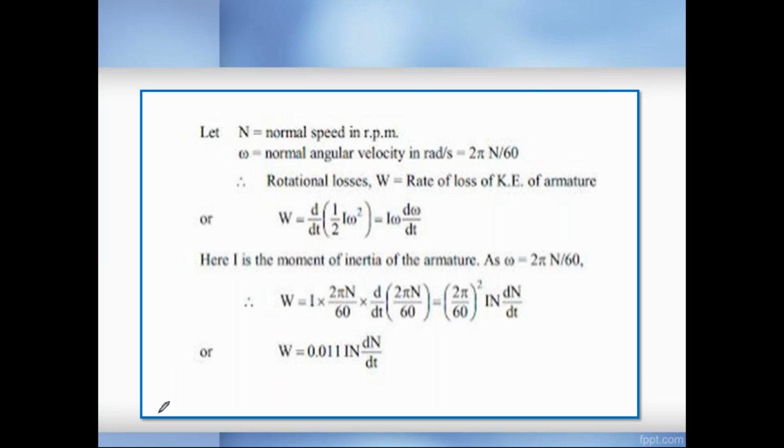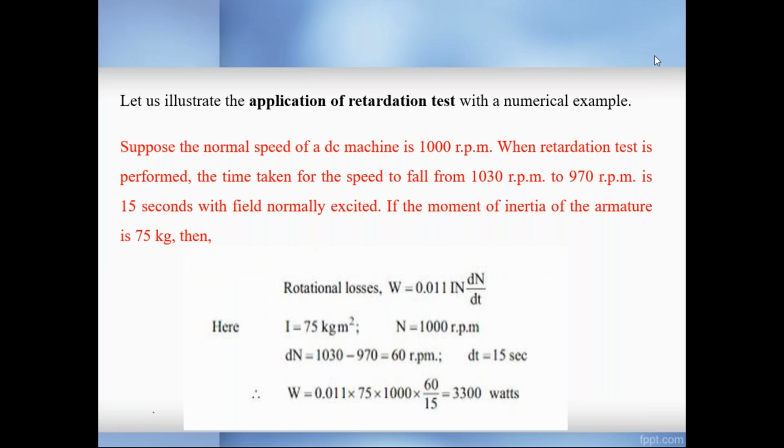Now we will do one model problem on this formula. By using this formula, how do we calculate the rotational losses? See here, suppose the normal speed of a DC machine is 1000 rpm. This 1000 rpm is the rated speed. Rated speed means the constant speed.